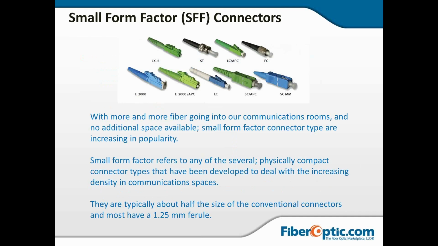Now there are a number of styles of the small form factor. Again, there's more and more fiber going to telecoms rooms. We need to get the compact connectors in there so as to provide the extra density. These being about half the size, we can get twice as many in. Typically they have a 1.25 millimeter ferrule. Some of them are duplexed, and we'll talk about some styles on the next slide.